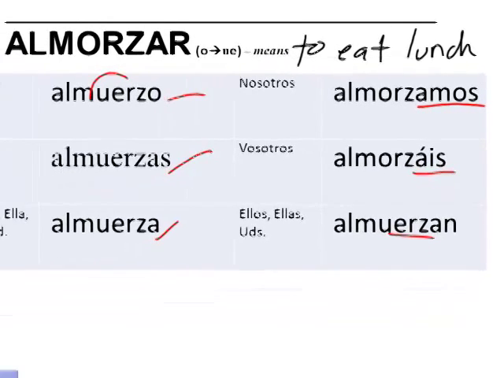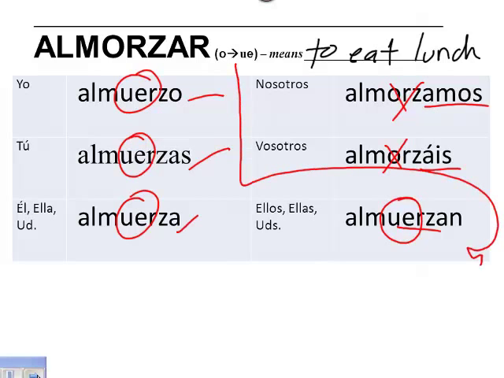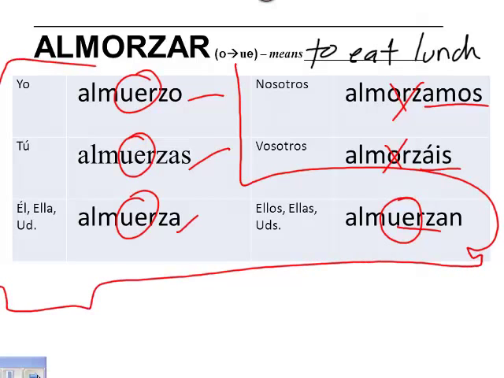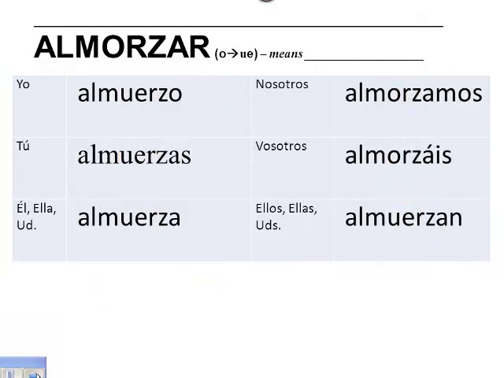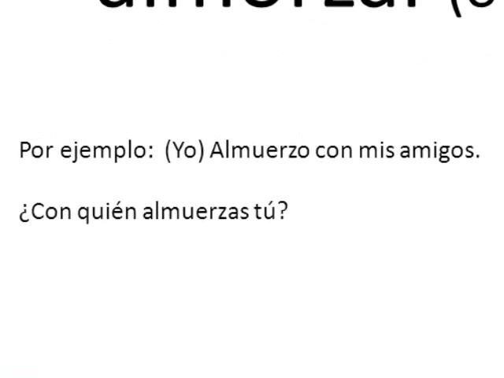Okay, you'll notice that the stem change only happens in these groups. It does not happen here nor here. Because of that reason, sometimes you hear people refer to these as boot verbs. So stem changing verbs, boot verbs, it's the same thing. We're having a spelling change down in those areas. Okay. Couple examples.